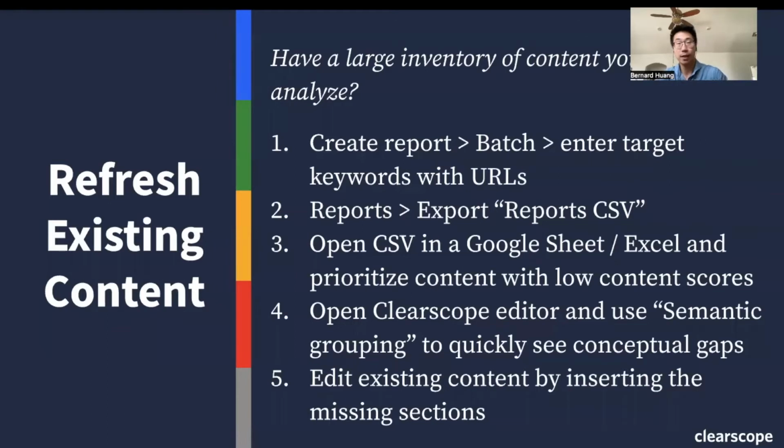Cool. The other advanced walkthrough, and this deals with semantic grouping, is refreshing existing content. So if you have a large inventory of content that you want to analyze, you can create a bunch of Clearscope reports using a batch functionality. You can export those reports to CSV. You can open those to see what content grades are scoring very low. And then Clearscope semantic grouping is going to help you visualize the gaps that are happening within your existing pieces of content.